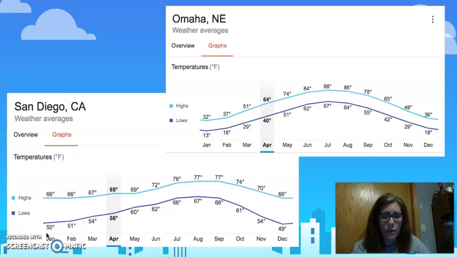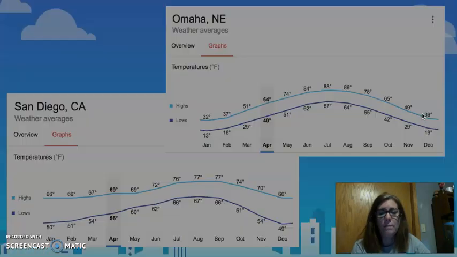They're not going to have snow in San Diego like we do in Omaha. And they're also not going to have as high or as hot of days like we have in the summer in Omaha or in Nebraska. So by keeping track of the temperatures, that is one way that they can see what the climate is like in an area.